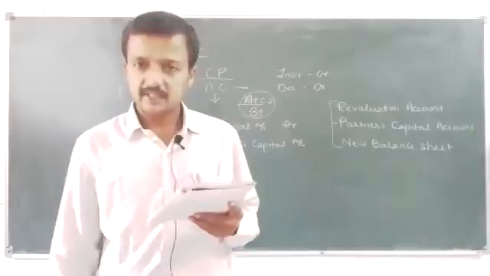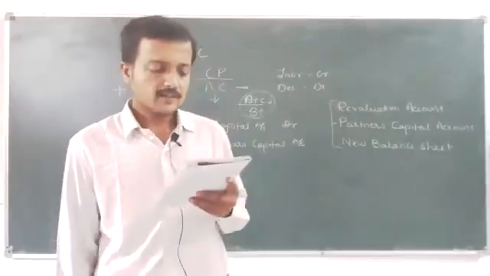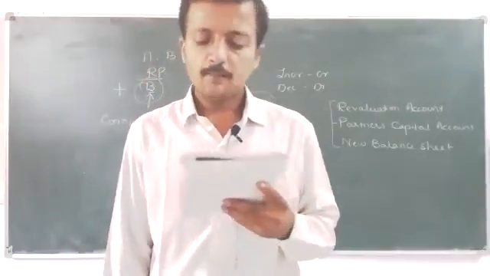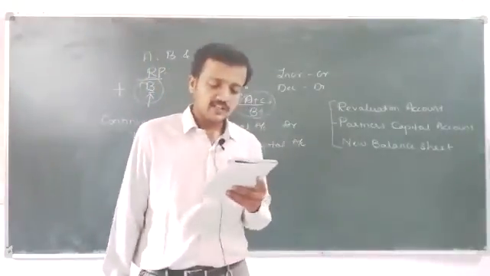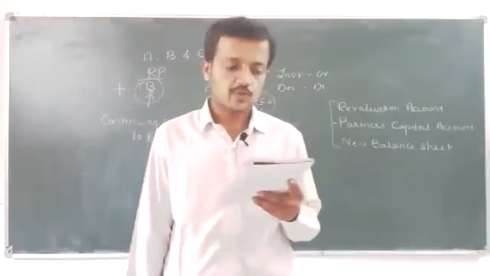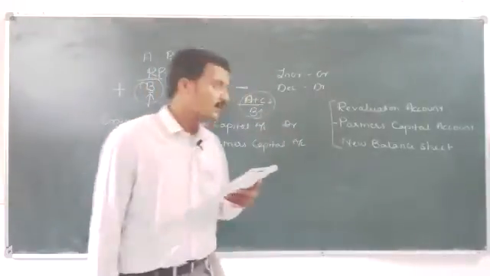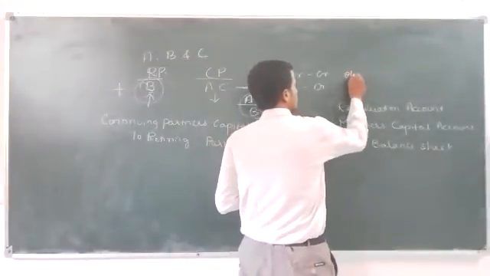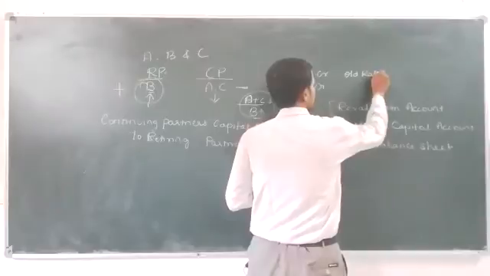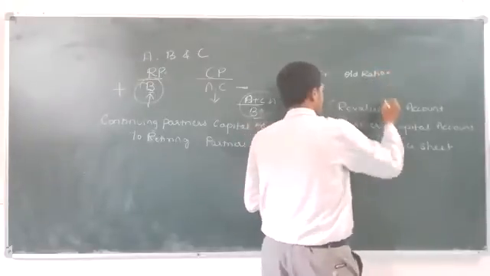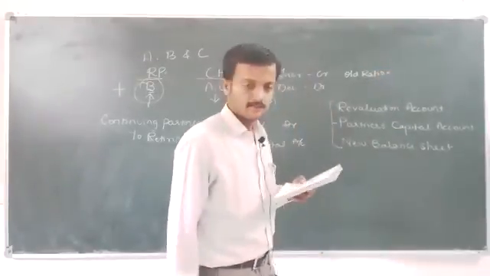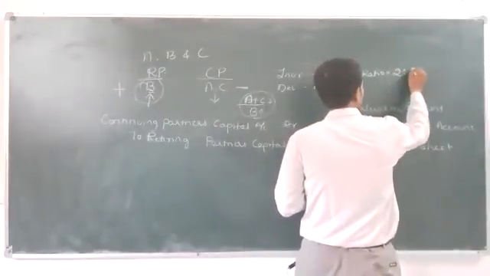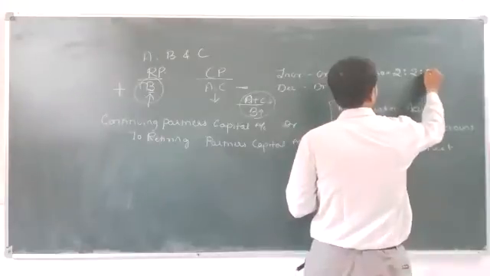Problems without capital adjustment. In the first one, Digvijay, Brijesh and Parakram were partners in a firm sharing in the ratio 2:2:1. What is their old ratio? The old ratio is 2:2:1.